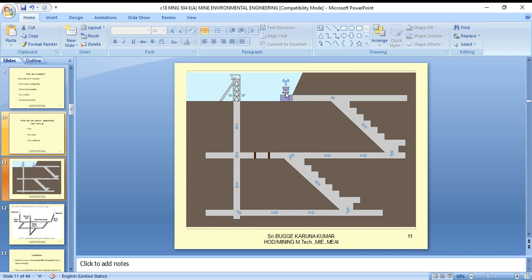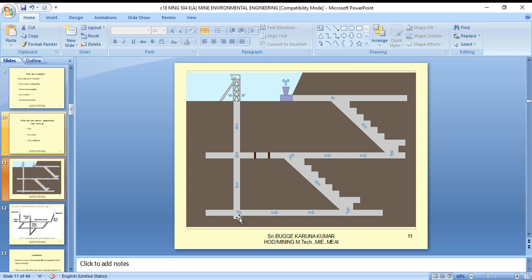The exhaust fan extracts the air from the underground. Naturally, the downcast shaft air flow also increases. So that is one aspect. Another aspect is that the air reaches the bottommost point of the shaft. This is a general essential ventilation system.